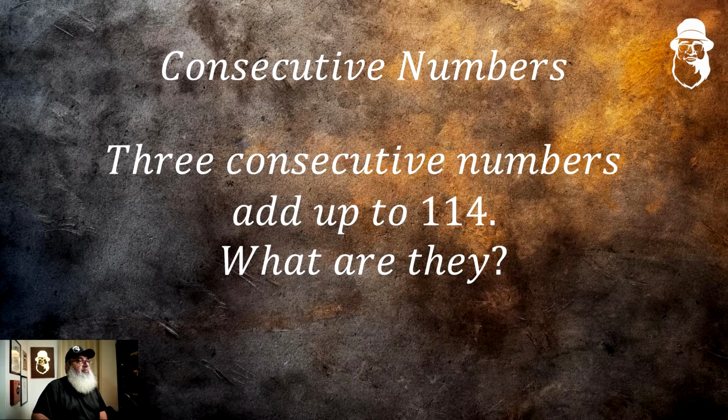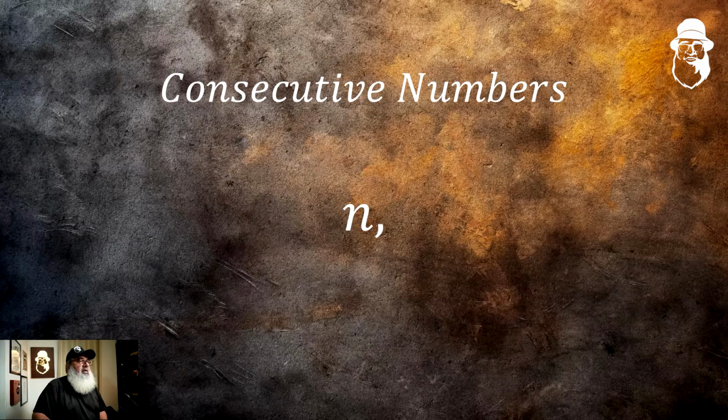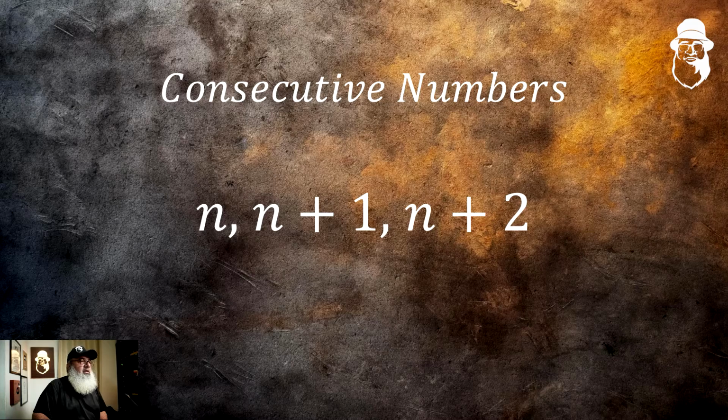114. What are they? If we call the first number n, then n plus 1 must be the next number because they are consecutive, and n plus 2 is the third number. Now, it's normal to use n here instead of x if it is a whole number.